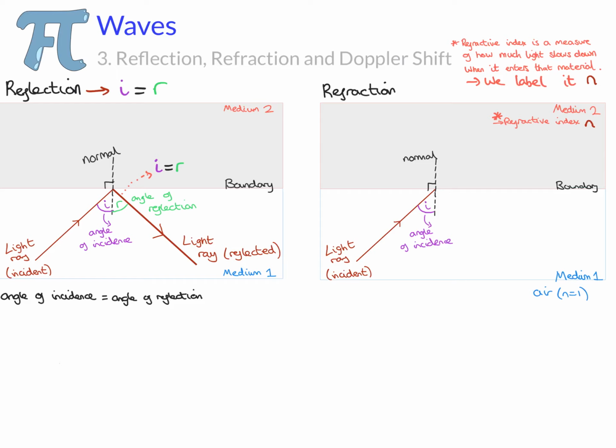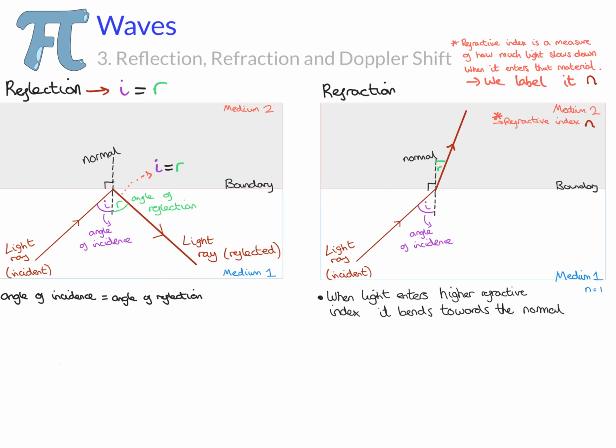Let's say it's light going into a glass block. The slowing down of the light when it goes into the glass block causes it to bend towards the normal. We call this angle between the outbound light ray and the normal the angle of refraction. We find that the angle of incidence, the angle of refraction, and the refractive index of the glass are simply linked by this equation, which is a simple version of Snell's law.